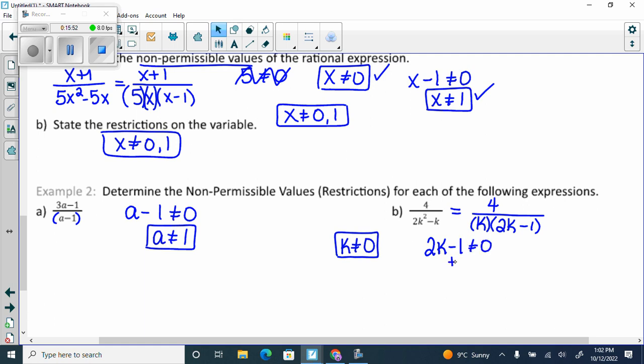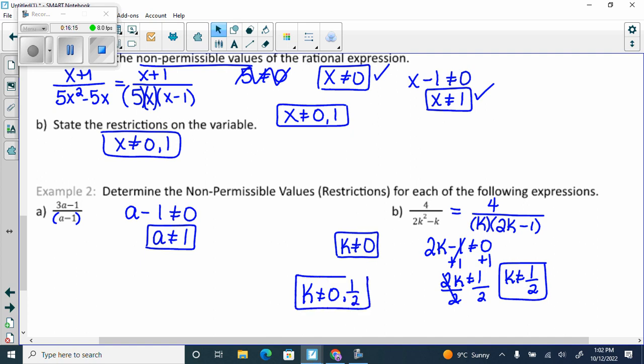And then this one we get 2K minus 1 can't equal 0. Add 1. 2K can't equal 1. Divide by 2. And K can't equal a half. Then like I said, they'll put them together. So they'll go K can't equal 0 or a half. I want you guys to try C and D.